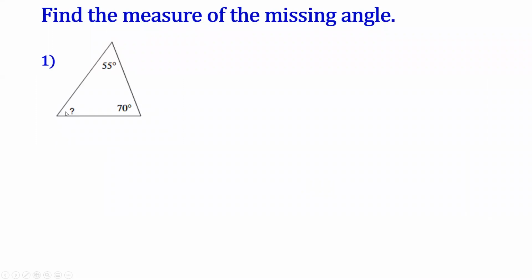Number 1, you're given a simple triangle and you're given two of the inside angles. I know that one angle is 55 and the other angle is 70. And then the third angle is missing. This is the one we need to find.